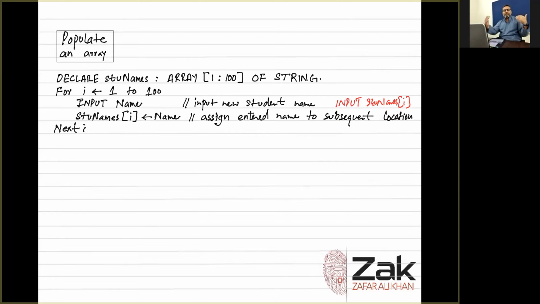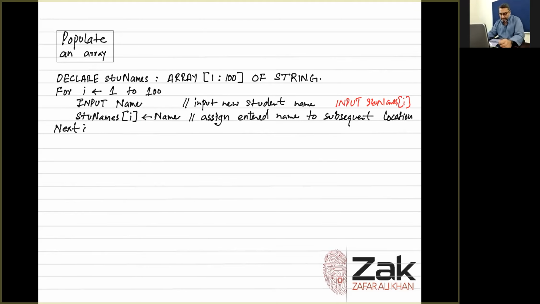From 1 to, let's say, 4, or in this particular example, from 1 to 100. We will run a for next loop, and we will take one input at a time, and we will place that value in the subsequent element. So let's see what is actually happening.